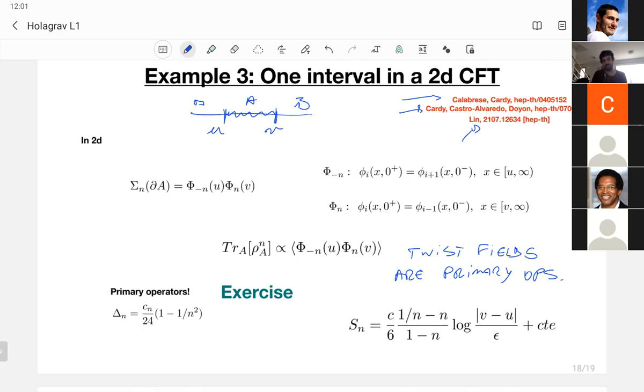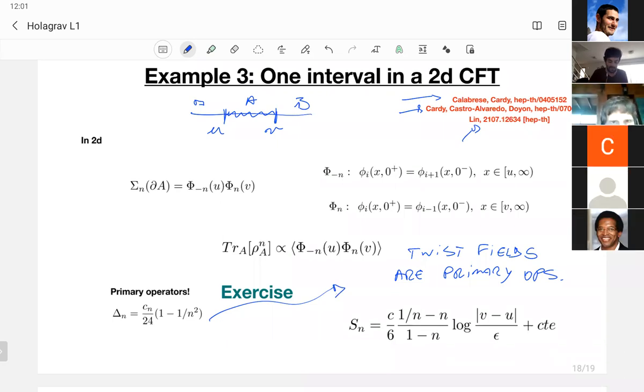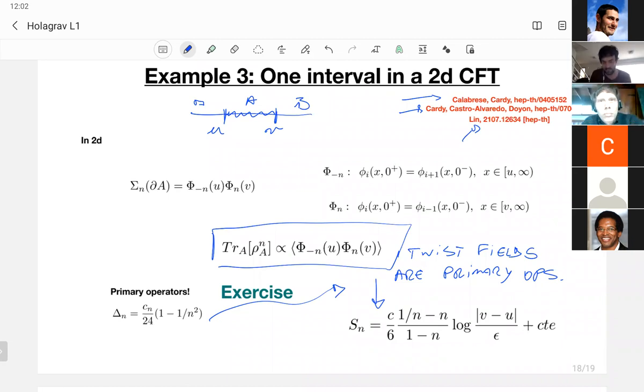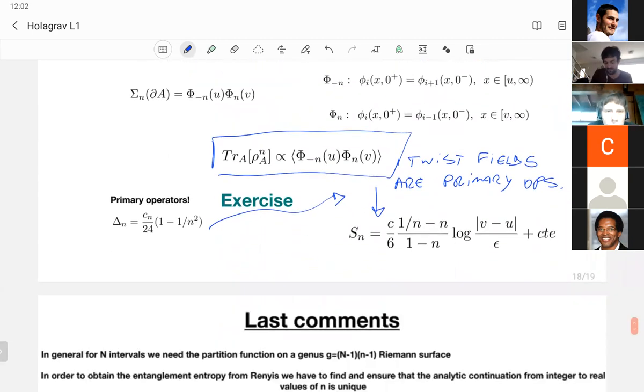What you need is just a coordinate transformation that maps the expectation value of this n-vacuum to the complex plane. And then these are primary fields with this primary operator, this scaling dimension, these conformal dimensions. And then, applying the formula I wrote in the last slide, you can write this. But this is again an exercise, and you can ask me if you have problems. And this was the last one.